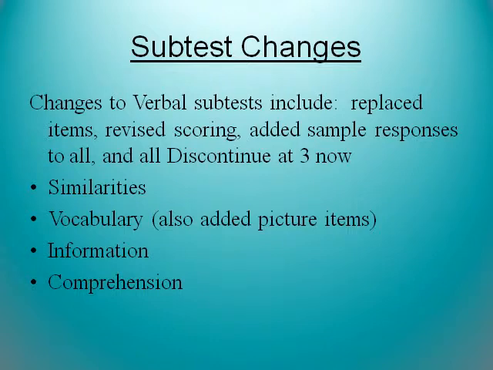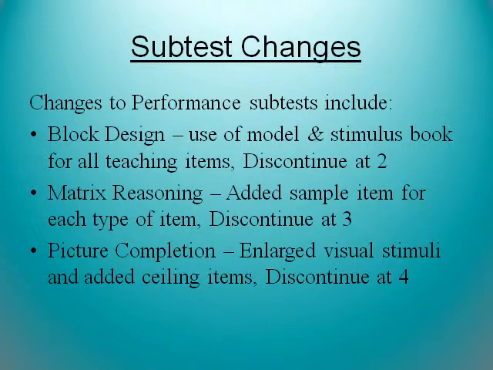Changes to the verbal subtests include that they replaced items, revised scores, and added sample responses, and all of them now discontinue at 3. They still have similarities, vocabulary, information, and comprehension. Changes to the performance subtests include block design, the use of the model and stimulus book changed, and you now discontinue at 2. Matrix reasoning, they added sample items for each item and now discontinue at 3.